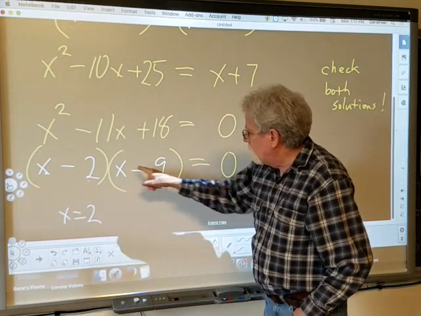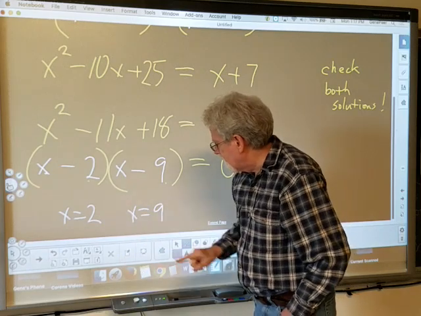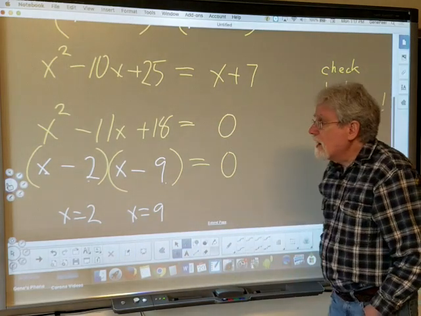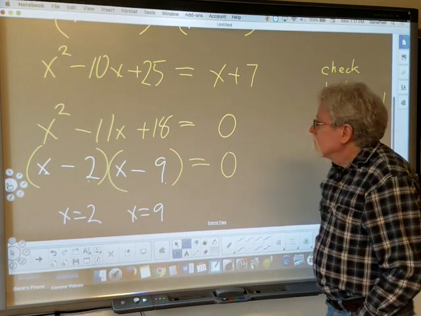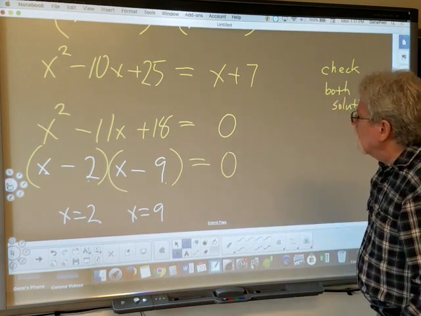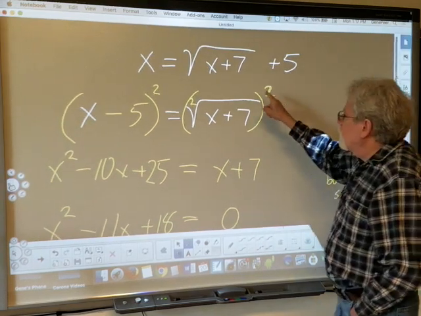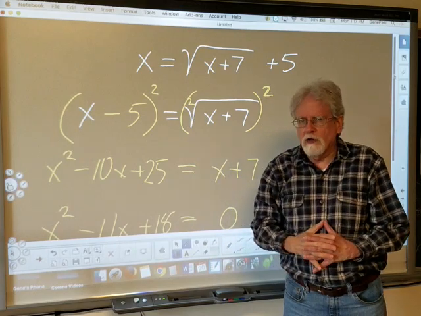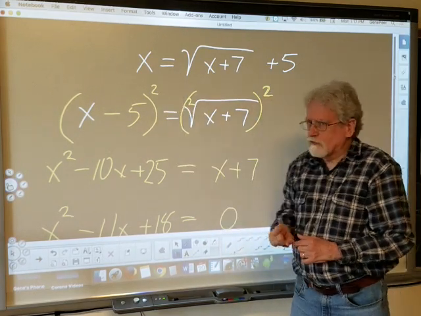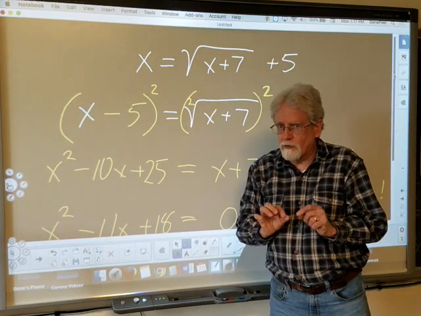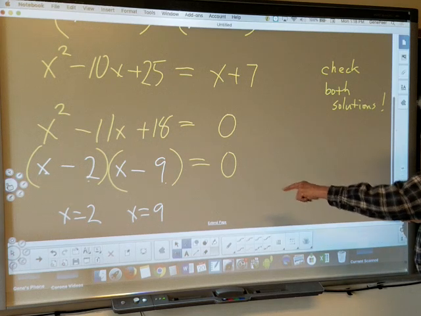And here, what could you put here to get a 0? A 9. So x is 9. But we might have extraneous roots. What is it that causes extraneous roots? Extraneous roots can happen anytime you square both sides of an equation. If you square both sides of an equation, then you need to go back and check and see if your answers actually work.